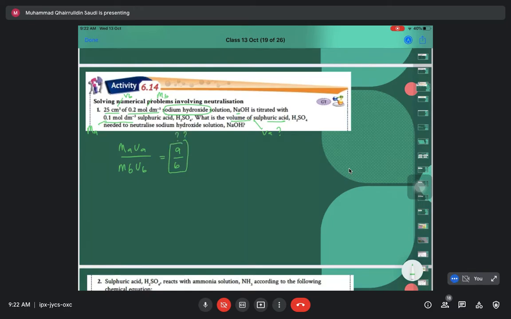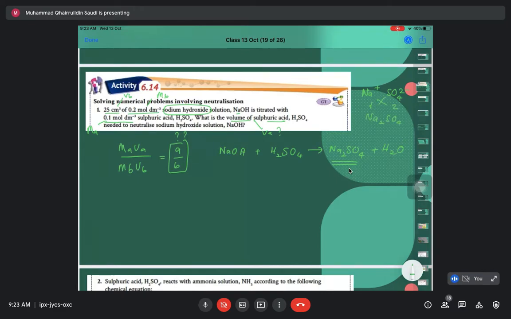we have to write down the chemical equation. So sodium hydroxide reacts with sulfuric acid. We will get salt plus water. And our salt is sodium sulfate. Okay, if you don't know how to get it, do it manually: 1, 2, and Na2SO4 so that you won't get it wrong.